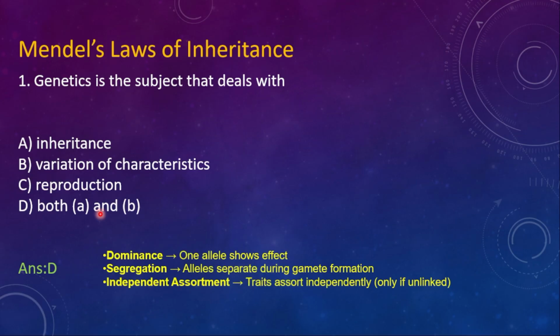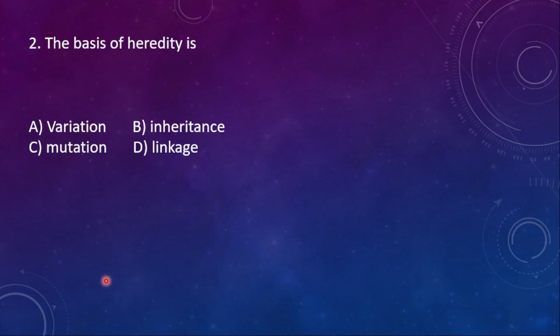Here is the shortcut to remember the laws of inheritance: law of dominance, segregation and independent assortment. Law of dominance deals with one allele showing its effect. Segregation: alleles separate during gamete formation. And independent assortment: traits assort independently only if unlinked. So just keep it in mind: dominance, segregation and independent assortment.